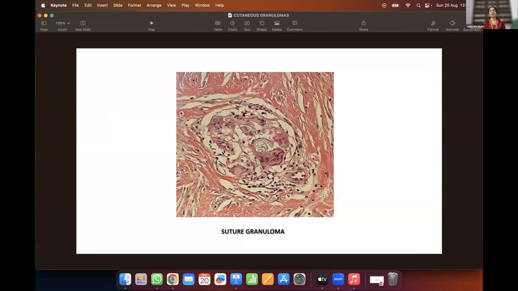Here what you're seeing is suture material within, surrounded by many foreign body giant cells along with histiocytes and mononuclear cells. So this is a suture granuloma.